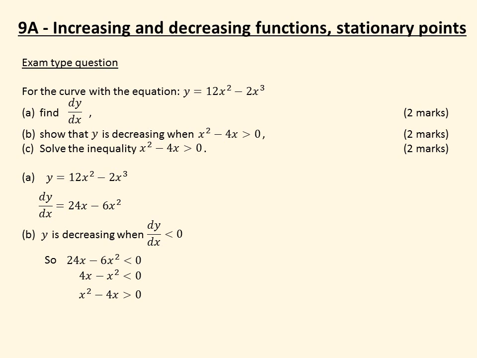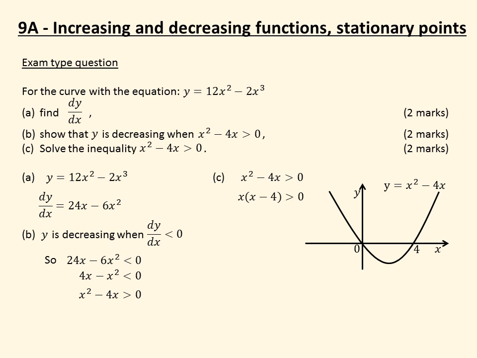Part C, we need to solve this. If we factorise this up, we can easily see that this expression is 0 at 0 and 4. So when we draw the quadratic graph, it passes through 0 and 4. We need the expression to be greater than 0. So we need the parts of the graph that are above the x-axis. So this expression is positive when x is less than 0 or x is bigger than 4.